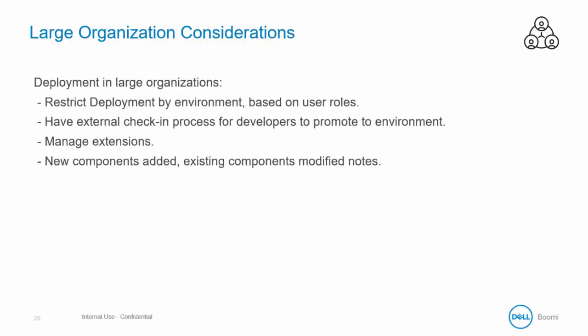Here are some considerations in deployment. Restrict deployment permissions by environment. Set up custom user roles so developers can only deploy to the dev environment and other users can promote to other environments. You can set up environment deployment roles to protect yourself from accidental promotion. You want promotions to be organized, so consider having an external check-in process for developers to promote to environments.